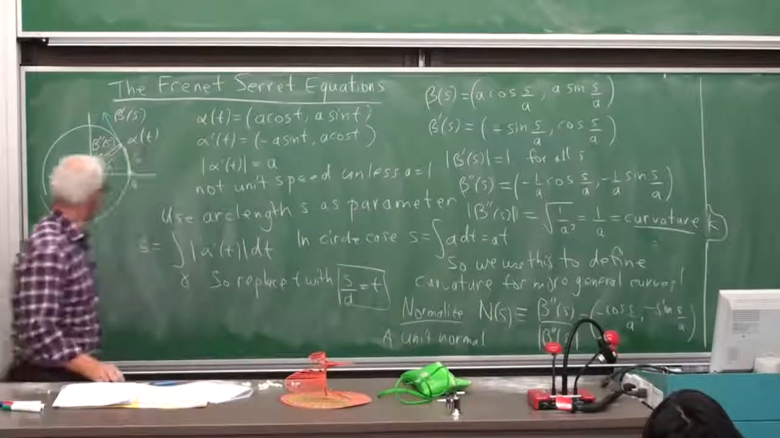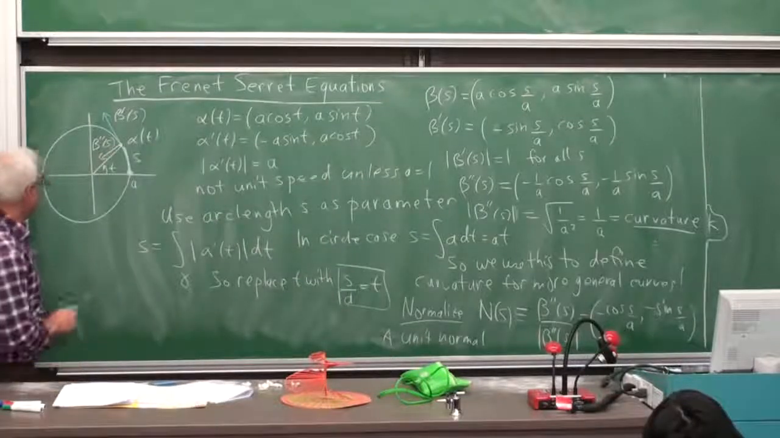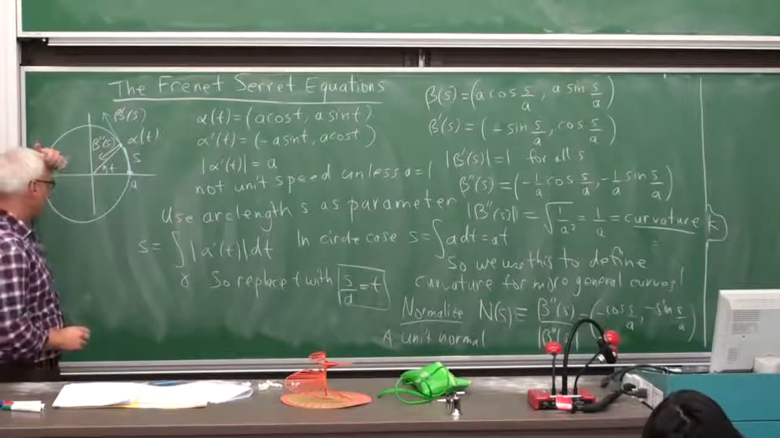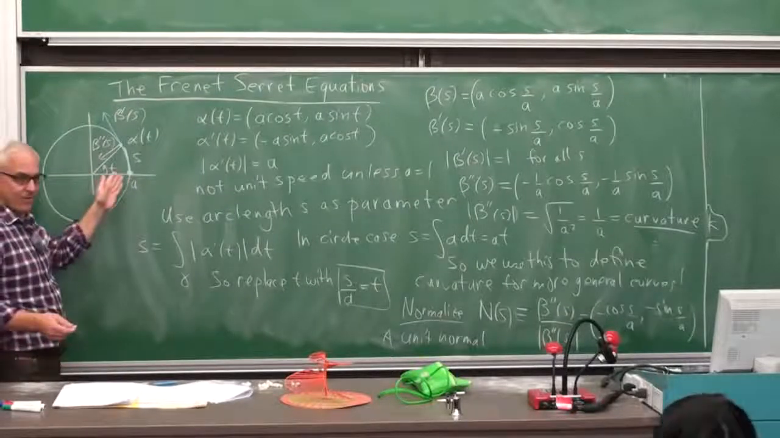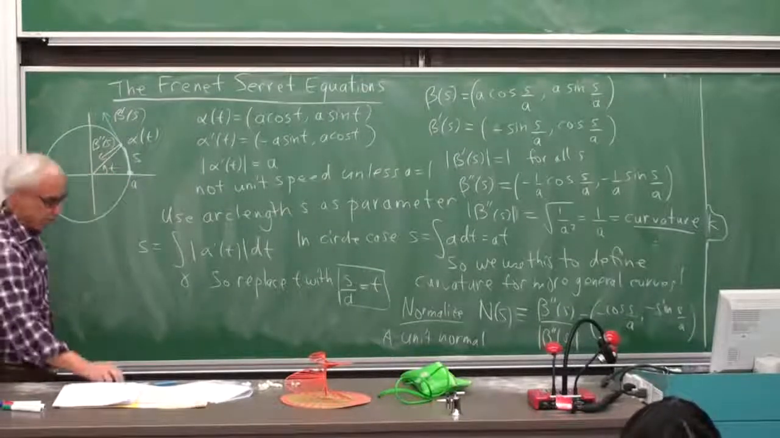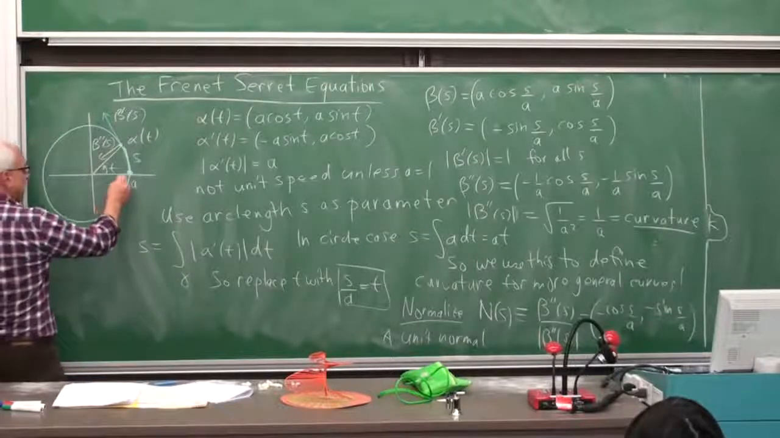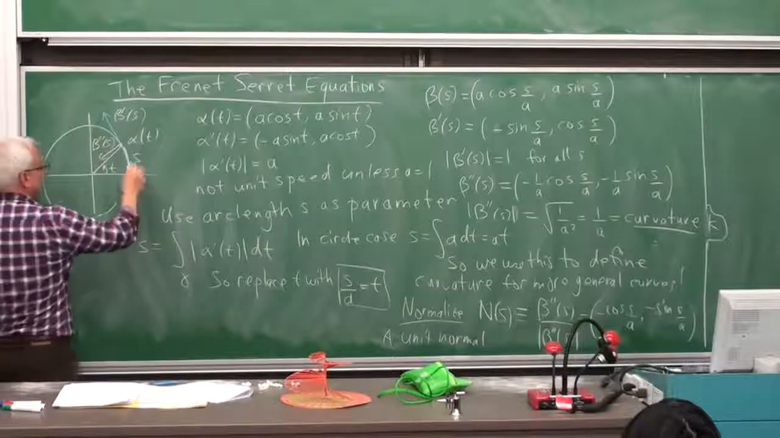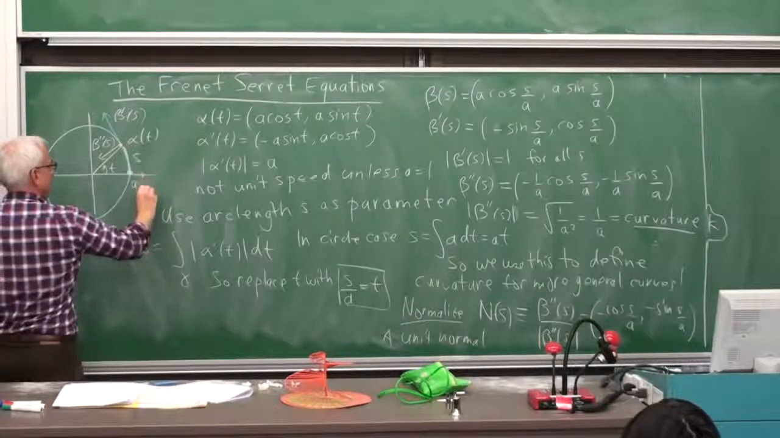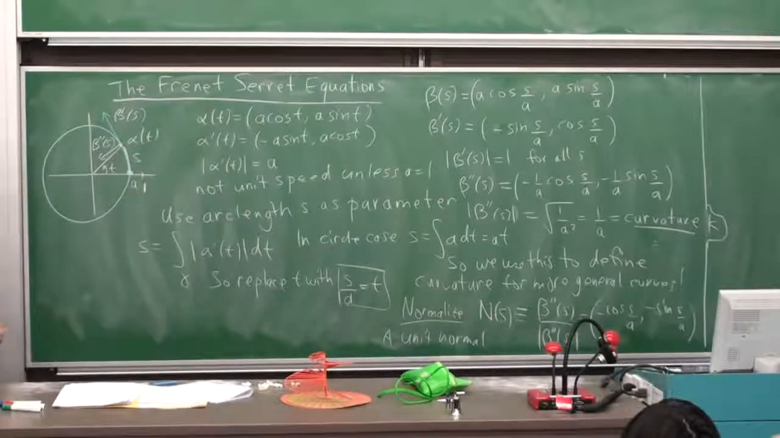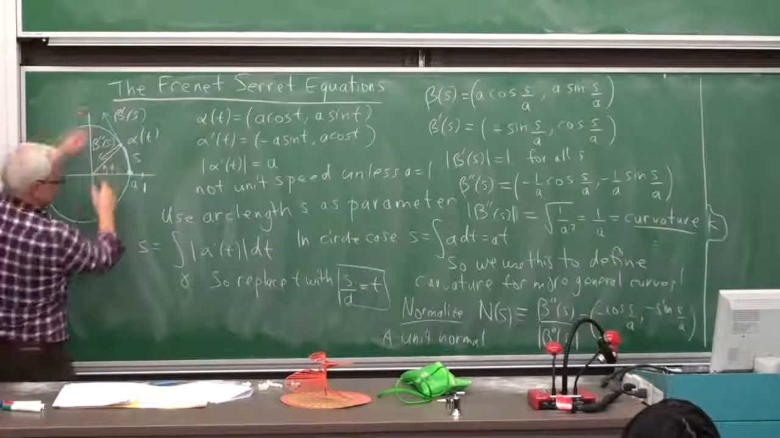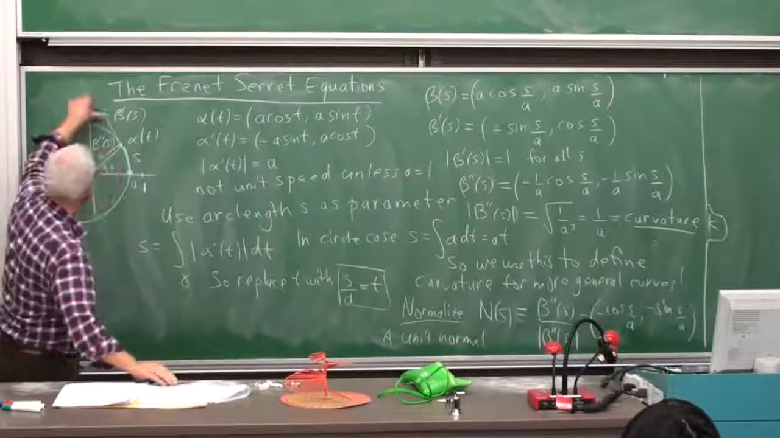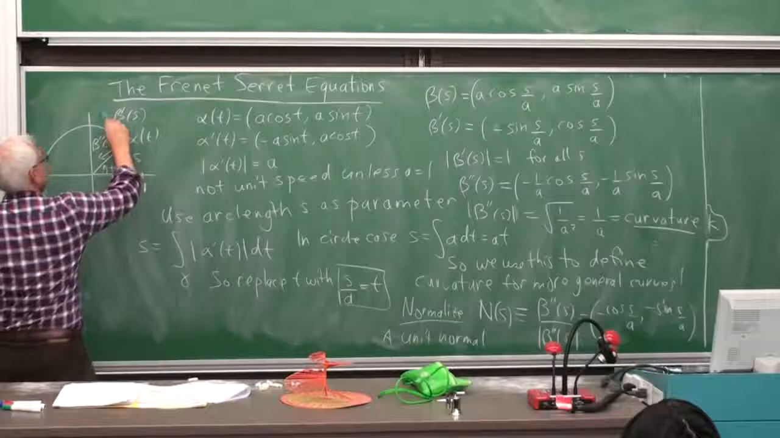So on our picture, well, we don't know what A is, where the 1 is in this picture, but let's suppose that the 1 happened to be, let's say, there's 1, for example. Then that would roughly be our tangent vector with length 1.